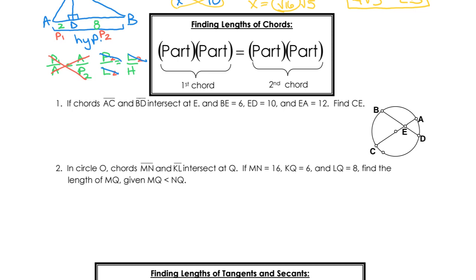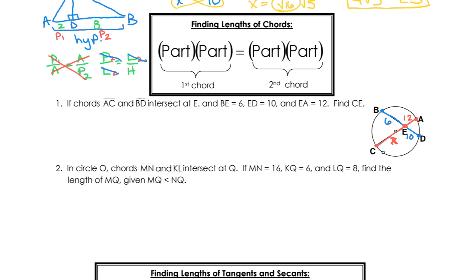And so number 1, it says if chords AC and BD intersect at E, and that BE is 6. So from B to E, this length here is 6. ED, from E to D, that length is 10. Okay. And then they tell us EA, E to A, that length is 12. And they want us to find from C to E, which we don't know, okay? Or we can call that X if we want.